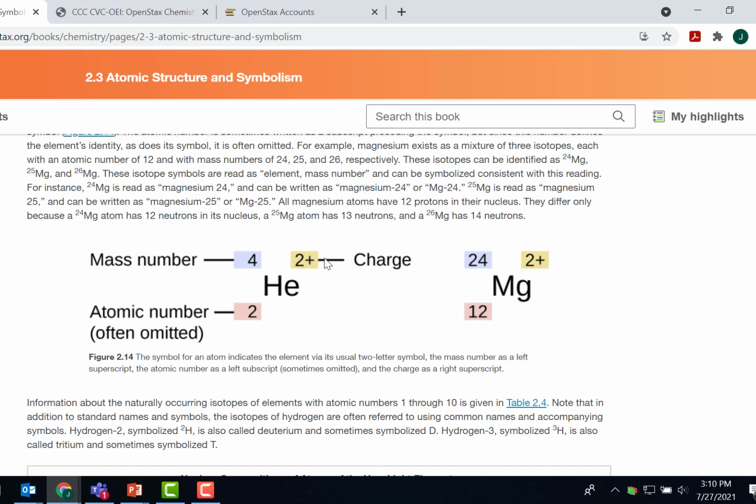And then the charge, if you have a charge, it's because you have gained or lost electrons. You have not gained or lost protons because the atomic number is defining that. So in this case, we have 2 protons. A +2 charge is saying we've lost 2 electrons. Same thing here, 12 protons, +2 means we lost 2 electrons.